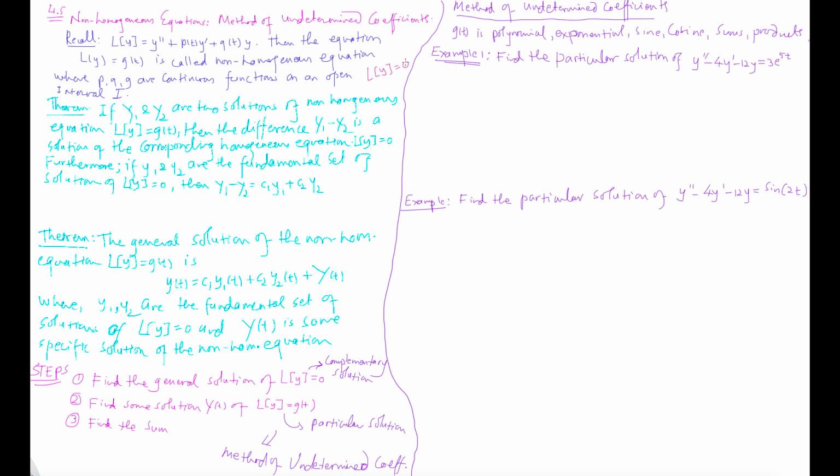If the right hand side is 0, it is homogeneous. If the right hand side is not 0, then it is non-homogeneous. So in this section we are trying to solve a non-homogeneous equation. There are two theorems at the beginning.